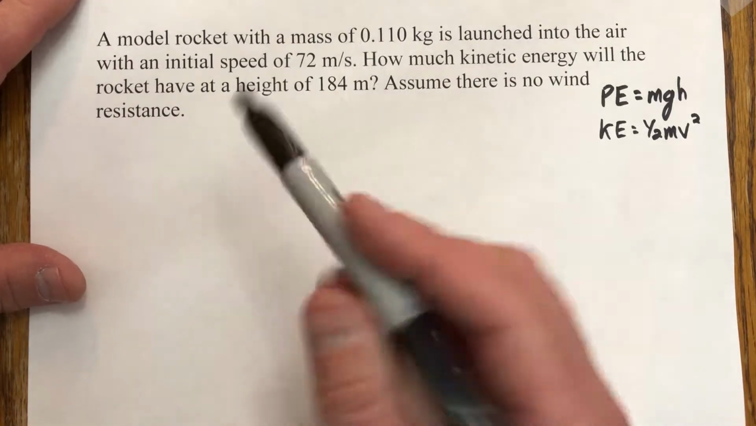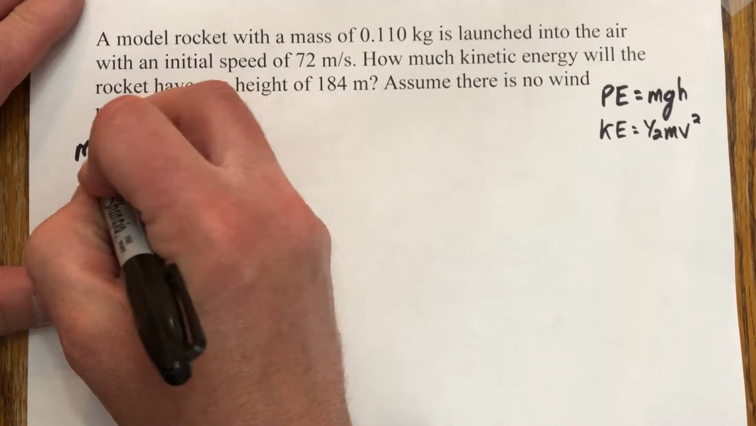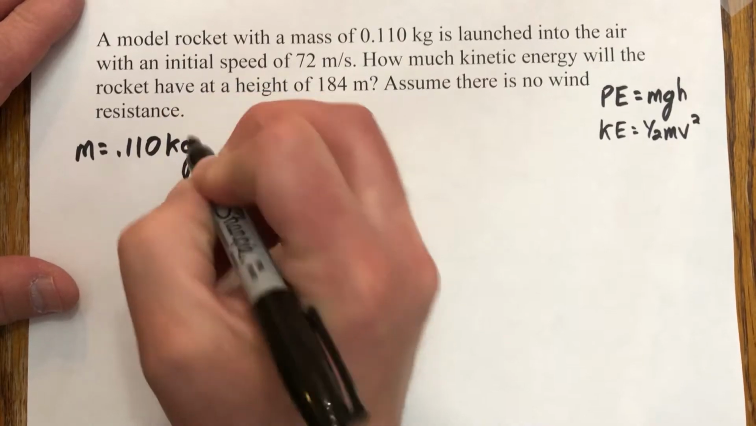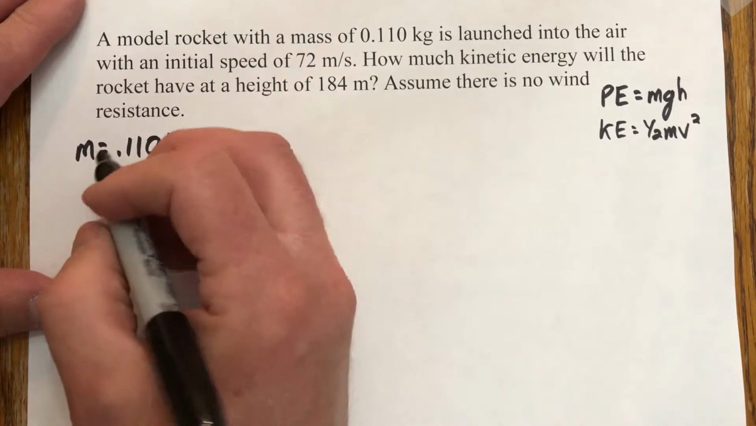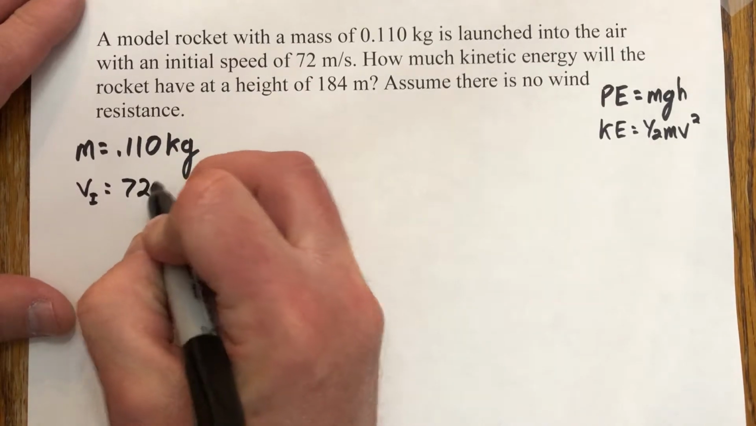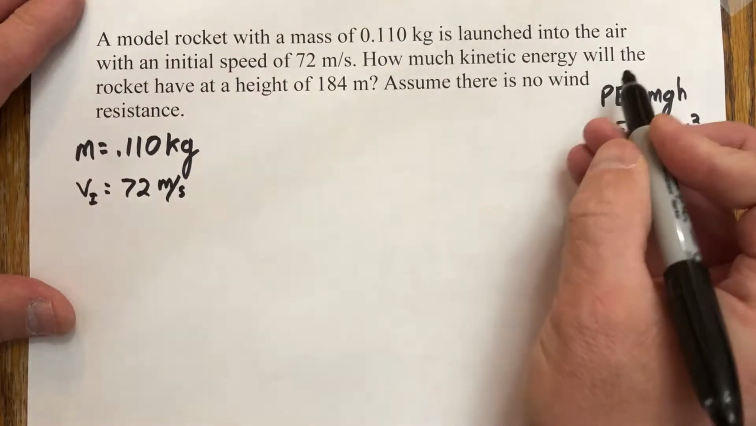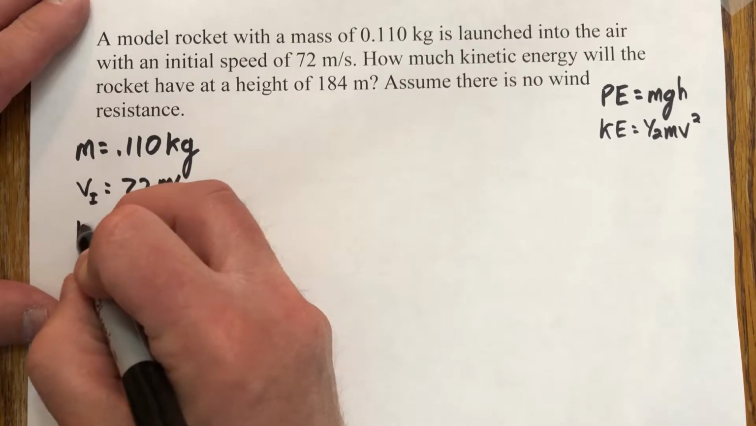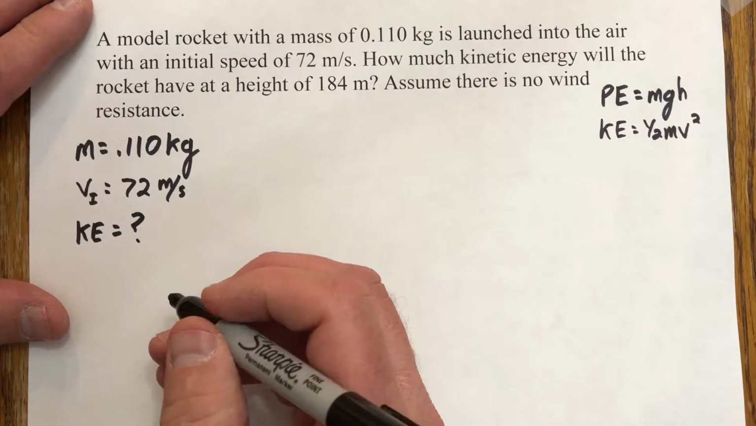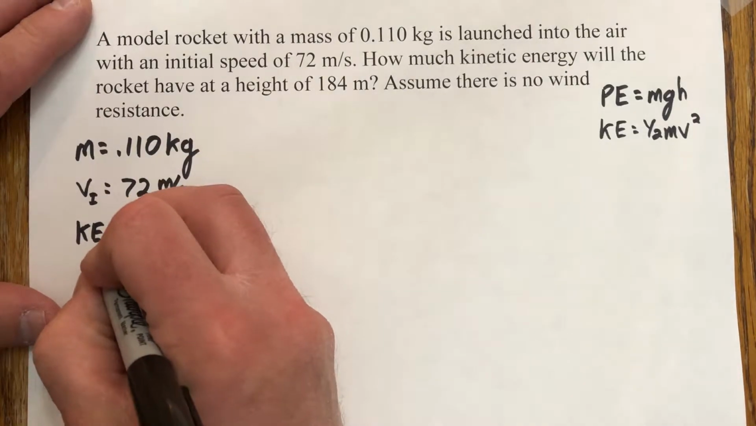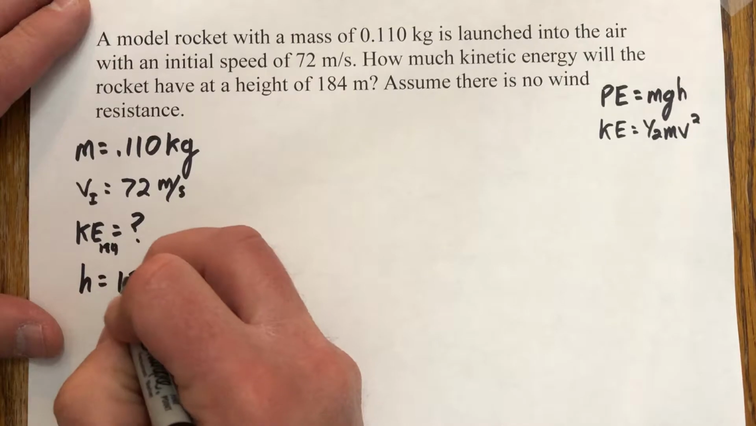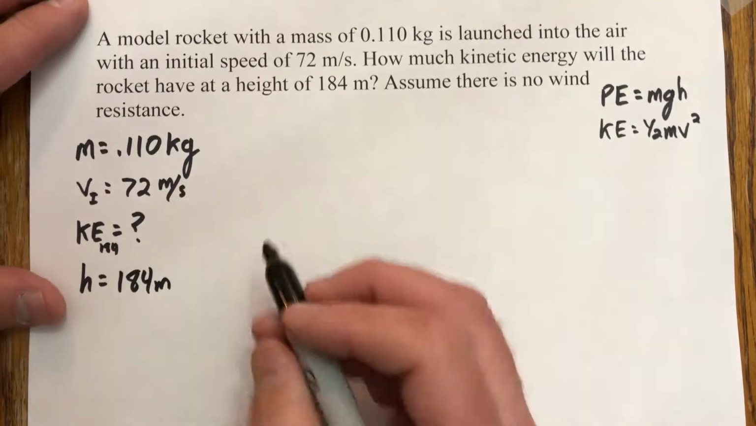A model rocket with a mass of, so we put mass, right, our givens over here, 0.110 kilograms, is launched into the air with an initial speed, so the velocity initial is 72 meters per second. How much kinetic energy will the rocket have? So how much kinetic energy equals question mark at a height of 184 meters. So I'm going to do a 184 right here. So the height then becomes 184 meters. Assume there is no wind resistance.